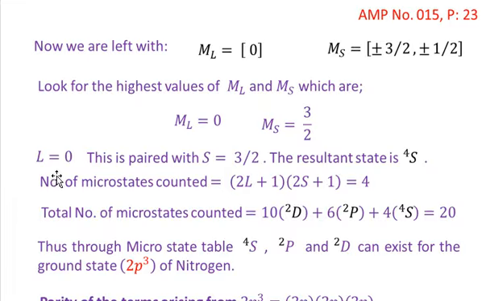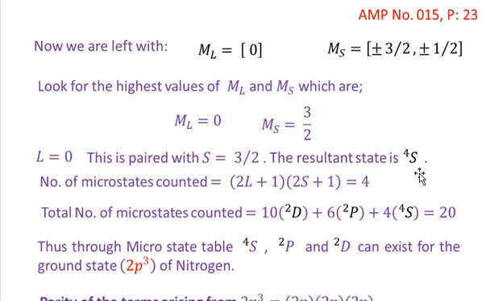So when L is equal to 0, this is paired with S is equal to 3 by 2. And then we have the resultant state 4S. 4 is obtained from the multiplicity, for which we use 2 into capital S plus 1, which will give you the multiplicity 4, and this capital S corresponds to L is equal to 0.